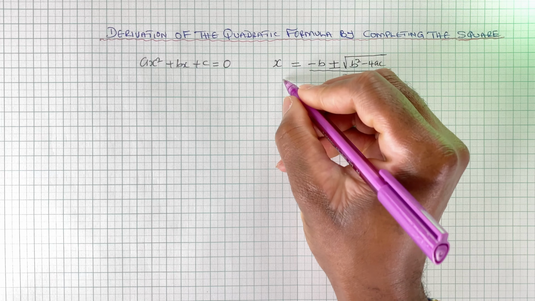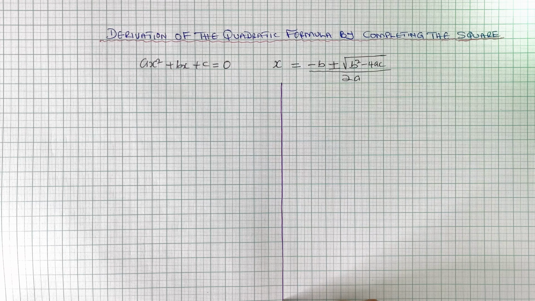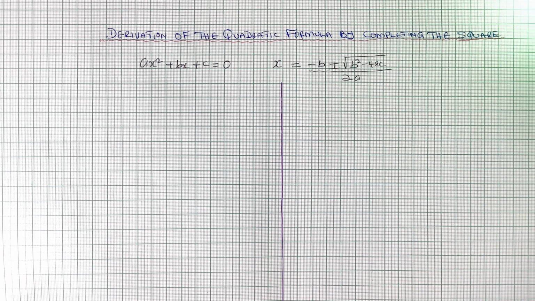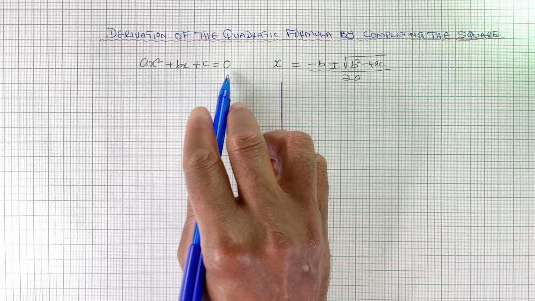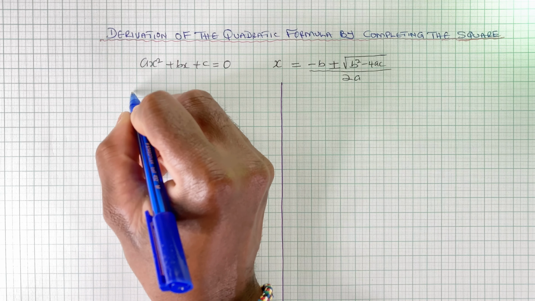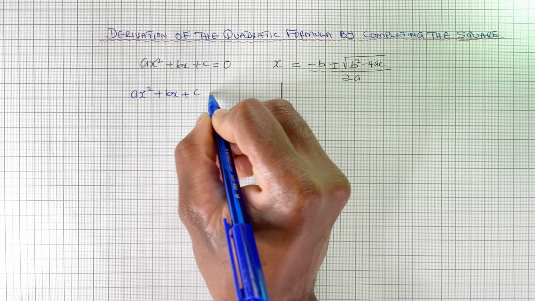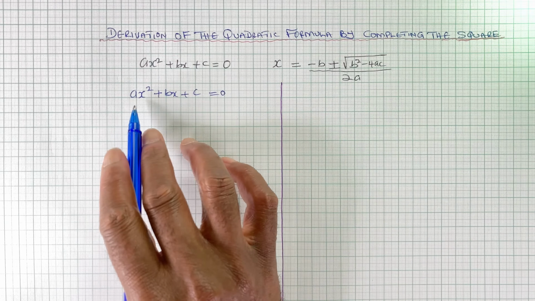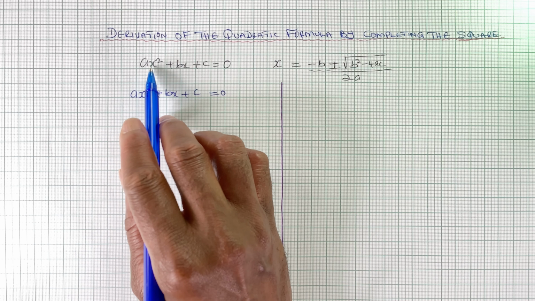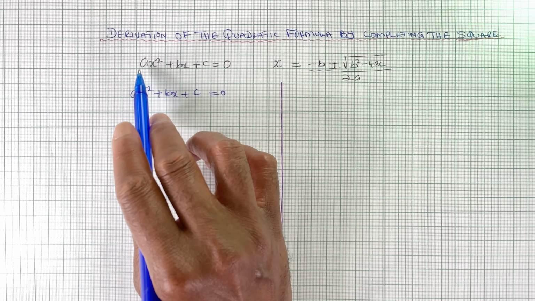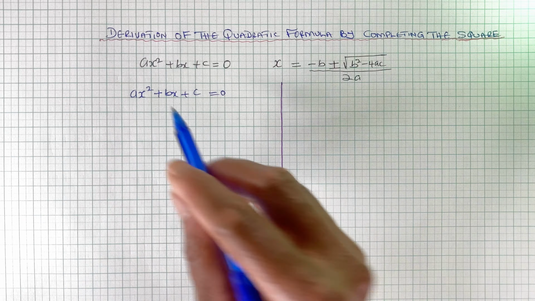Now to derive this formula, I'm going to just draw this line down. Okay, so let's start. I'm starting with the quadratic equation, ax squared plus bx plus c equal to 0. I'm going to apply completing the square. Completing the square only applies to the first two terms of the trinomial. This quadratic here is a trinomial, which means it's got three terms.